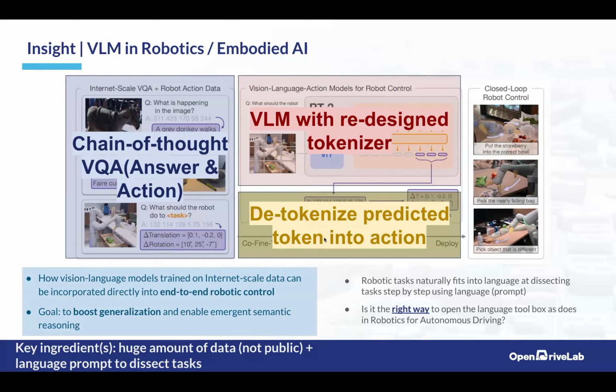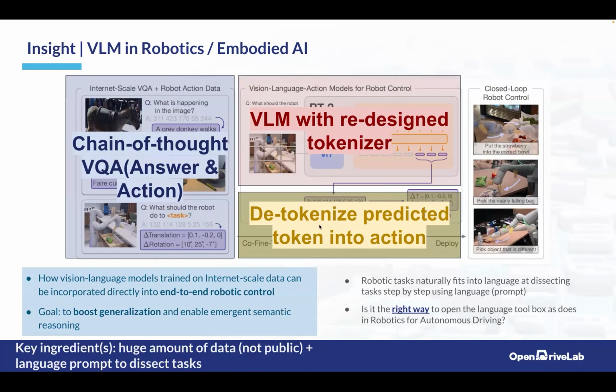So what is the good side of this? This seems to boost the generalization of the model. If you see unseen scenarios before, or very complex scenarios with many objects around you, you can let the VLM itself do the reasoning and predict the actions.